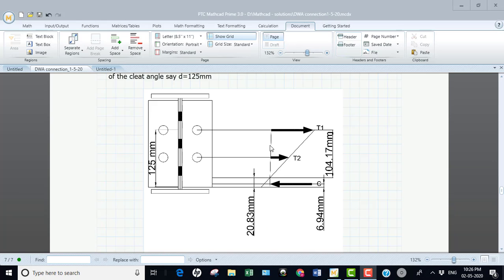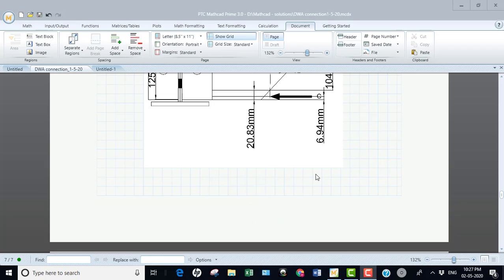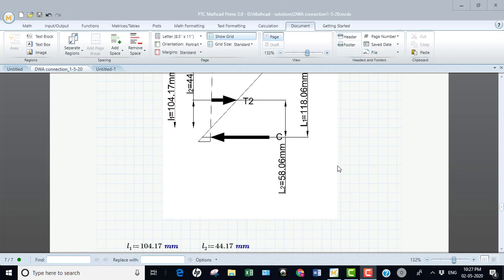If this is 20.83, the rest of the distance is in tension. So above this neutral axis, the bolts are under tension. Here all the bolts are under tension and some of the cleat is under compression. Since the cleats are under compression, the resultant compression will act at a distance of 1/3 from the base of the stress block. Out of 20.83, 1/3 of the distance is 6.94. By knowing this, you apply the equilibrium equation.